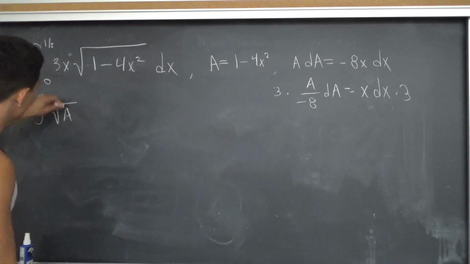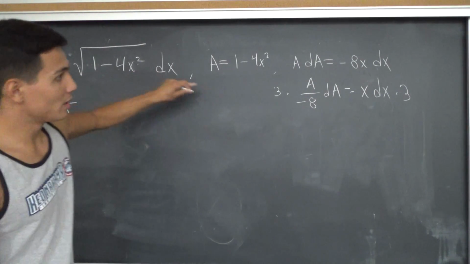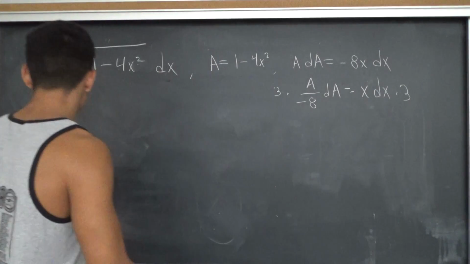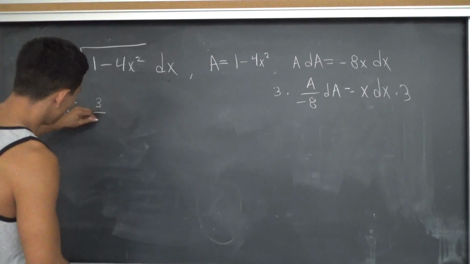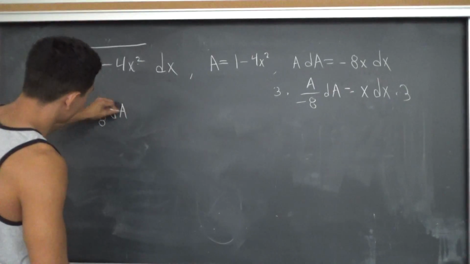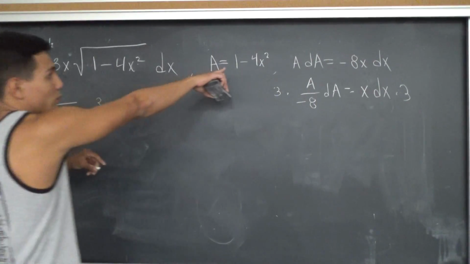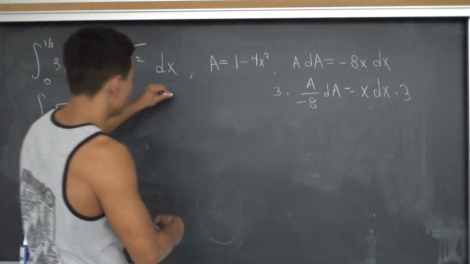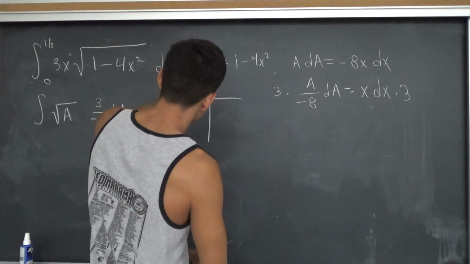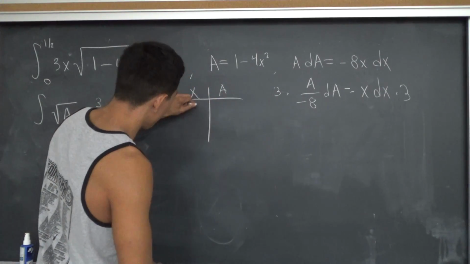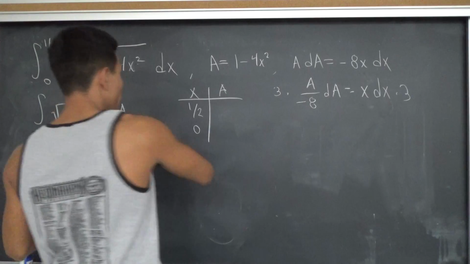Square root a, 3x dx. That's the same thing as 3 over negative 8 dA. a is equal to 1 minus 4x squared. So we're going to go from x to a. x is 1/2. Put it in there, right?